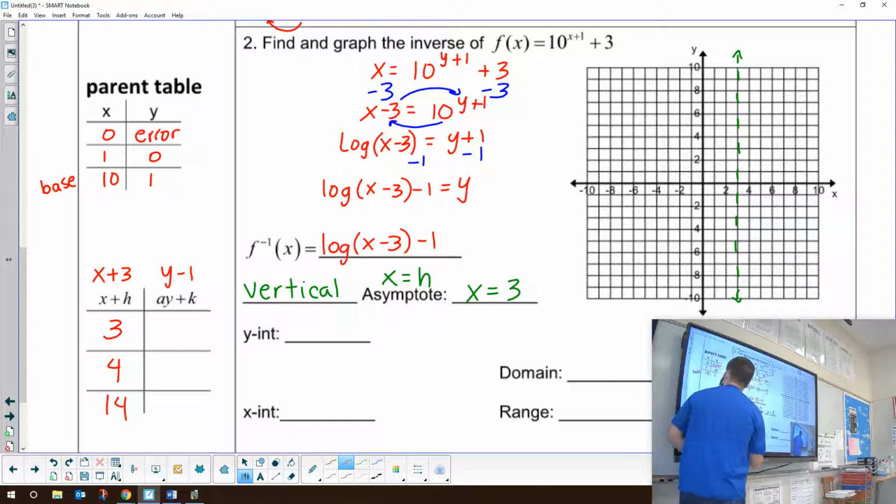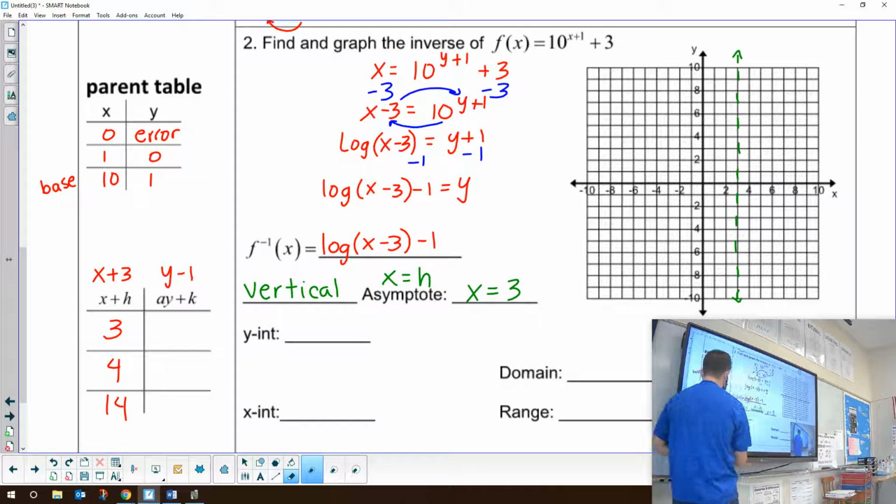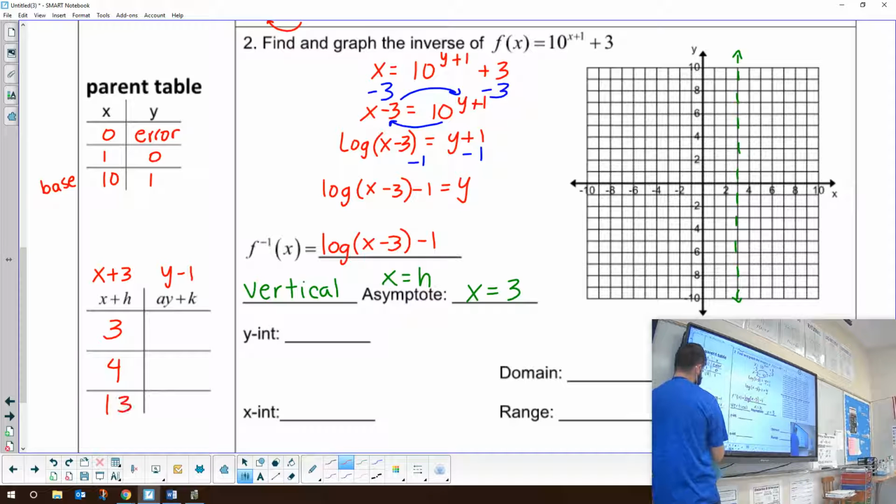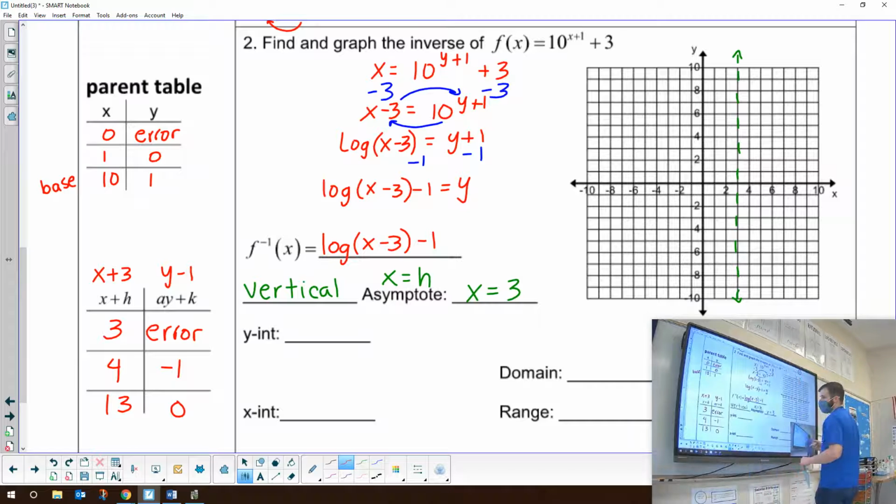Goodness. 10 plus 3, I don't know where I got that 4 from. I guess from our last one. All right, so 10 plus 3 is 13. Then, on the other side, an error minus 1 is still going to be an error. And that makes sense because that's where my asymptote is. Then 0 minus 1 is negative 1, and 1 minus 1 is 0. And we can put our points over on the graph here. We're going to have a point at 4, negative 1, and a point at 13, 0.